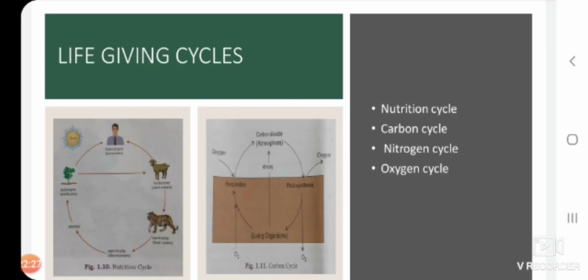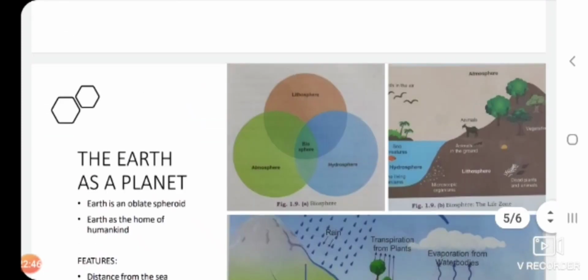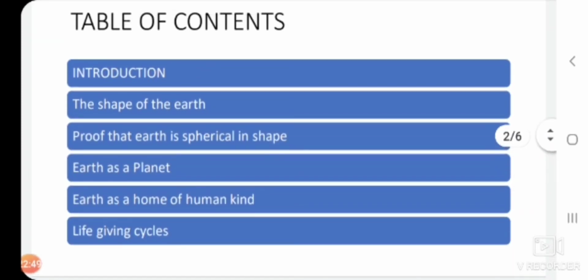So, what is the importance of these life-giving cycles, children? You can answer: these cycles are nature's mechanism to maintain balance in the ecosystem. Just now we have learnt about the life-giving cycles. In this lesson, let us look into the table of contents: a brief introduction about the topic, then the shape of the earth, then the proof that the earth is spherical in shape, the earth as a planet which is the home for humankind, and the life-giving cycles.